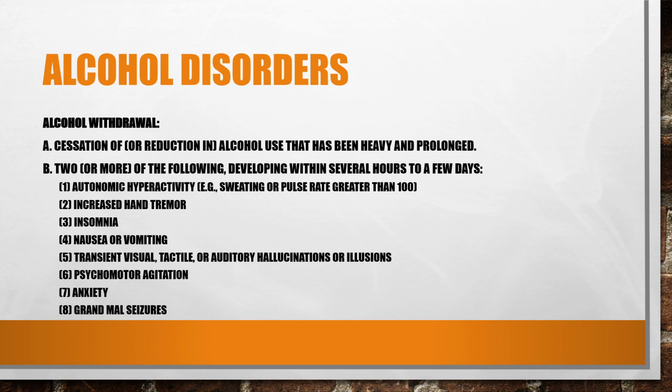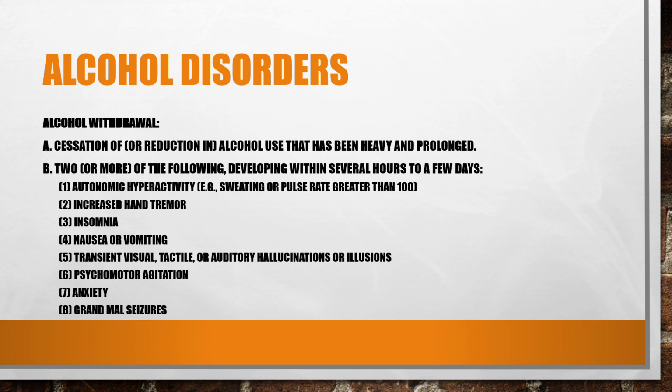So they can have autonomic hyperactivity: sweating, pulse rate greater than 100. Alcohol works on the brain as a central nervous system depressant. So it's calming things down, respirations, heart rate, pressure. If that's been jerked away from you, then what is your body going to do, right? It's going to do the exact opposite, okay? So pulse rate goes up, pressure can go up, respirations can go up. Increased hand tremors, not being able to sleep, nausea, vomiting, transient visual, tactile, even auditory hallucinations from withdrawal, agitated, anxious, and even seizures.